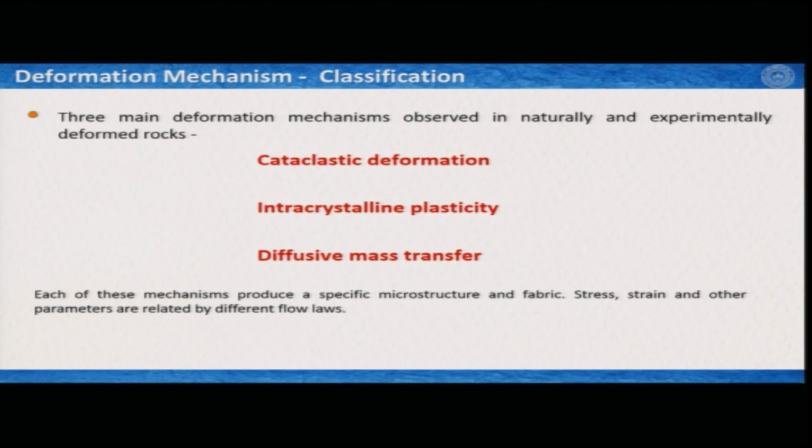So, if we try to classify the deformation mechanisms that we are talking about, there are three major categories or classes of deformation mechanism, and this is mostly derived by observing naturally and experimentally deformed rocks. The first one is cataclastic deformation, the second one is intracrystalline plasticity, and the third one is diffusive mass transfer.